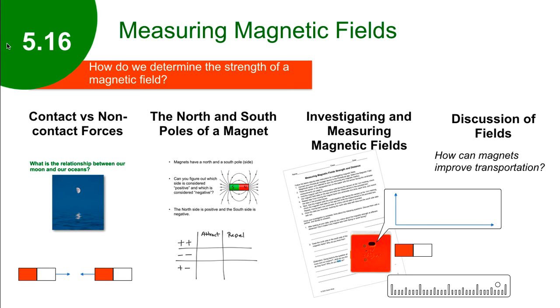In lesson 5.16, we investigate magnets, discover magnetic fields, and determine the strength of a magnetic field. We start off by just marveling at how the moon controls Earth's tides without even touching it. That's a lot like magnets. It's a non-contact force. We explore how magnets have 2 poles that affect their interactions. Students then investigate the strength of this invisible non-contact field using the Pocket Lab Voyager. How does its strength depend upon its distance away from the magnet? We end up discussing what we've discovered about fields and how they might improve transportation.